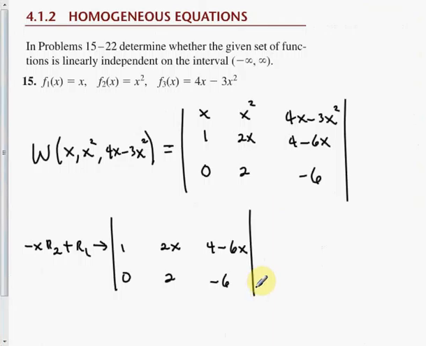My change is on row 1, so negative x times this one is negative x plus x, gives me 0. Negative x times 2x is negative 2x squared plus x squared is just negative x squared. And then negative x times this 4 minus 6x will be negative 4x plus 6x squared.